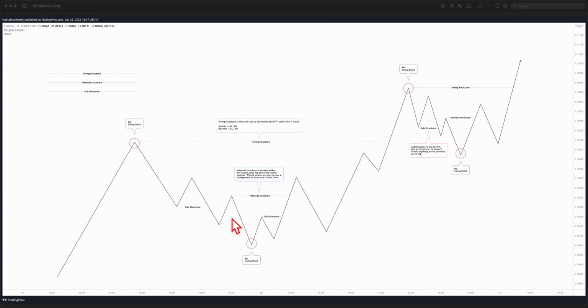So just basically how we use this, to keep this in the simplest terms possible, is that we use internal structure to paint the picture that supply areas are failing or structure levels are failing, which creates a potential for a new strong low, of course depending on where it happens in relation to the higher time frame swing point leg. But the theory is that once internal structure starts to break, we should start to look for order flow to switch into the pro trend direction.